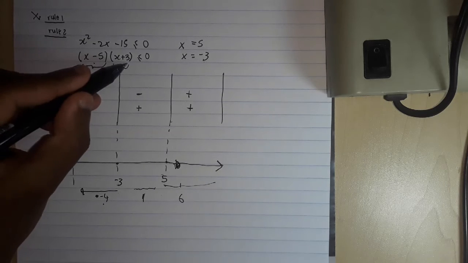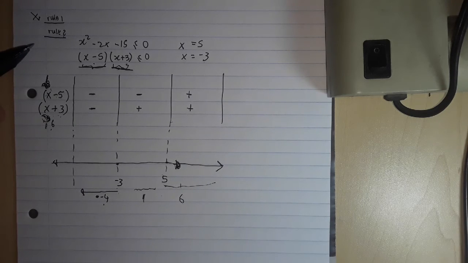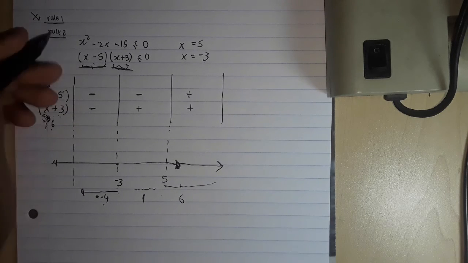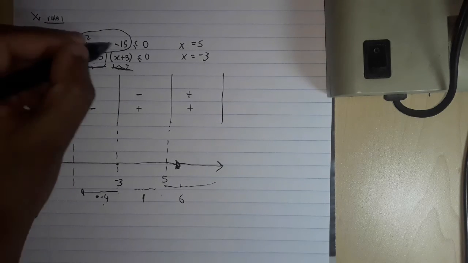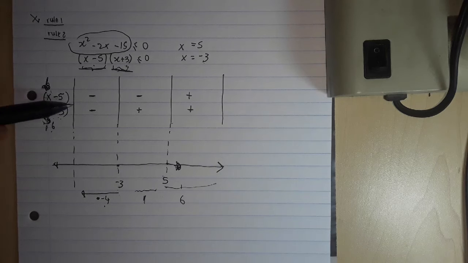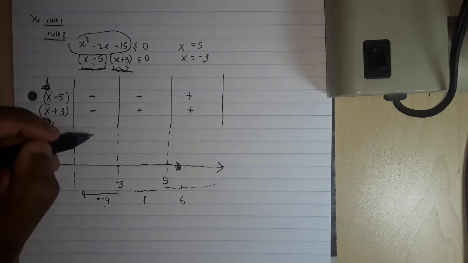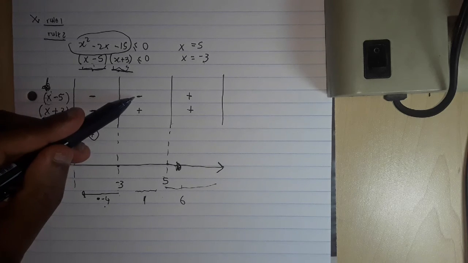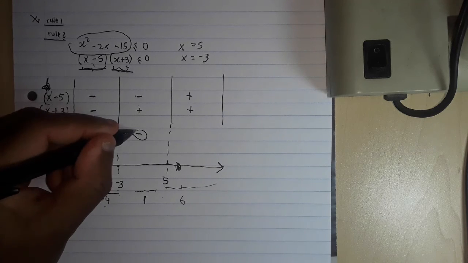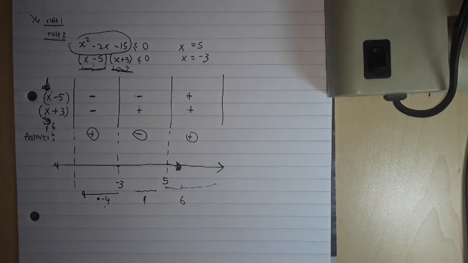Here we are multiplying these expressions, right? We want to see for which values this will be negative. We're looking at this expression and this expression, and we're multiplying them. So if you multiply a negative and a negative, we get a positive. Here, if we multiply a negative and a positive, we get a negative. And here, if we multiply a positive and a positive, we get a positive.